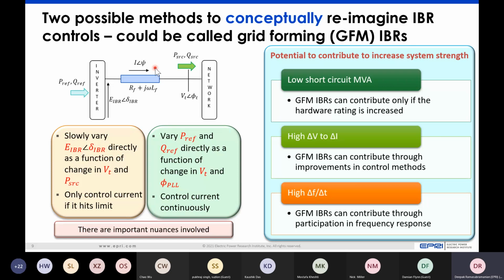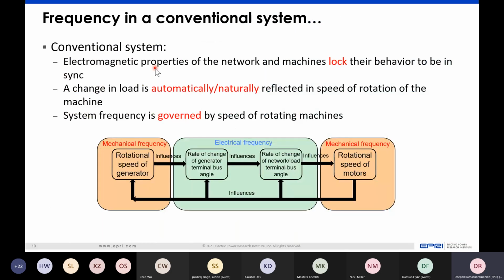Now, Nick spoke about fast frequency response, inertia-based frequency response. Pukraj also spoke a little bit about that regarding the grid codes and IBRs participating in frequency response. So let's take a little bit more insight into that. Let's focus on that a little bit more and take a look at how frequency response is derived, or what's the role of frequency in a conventional system.